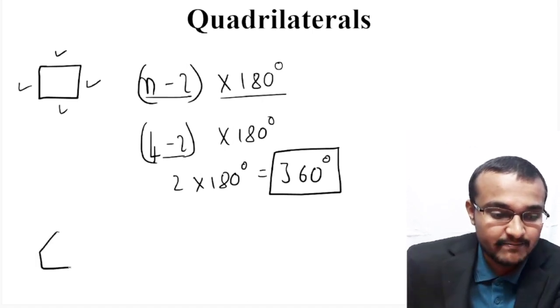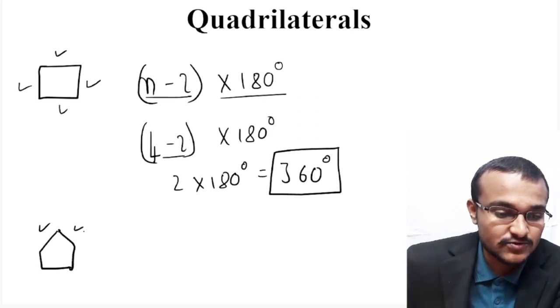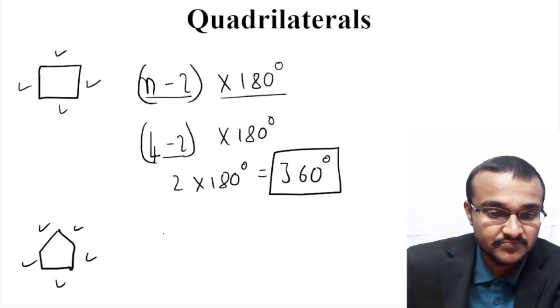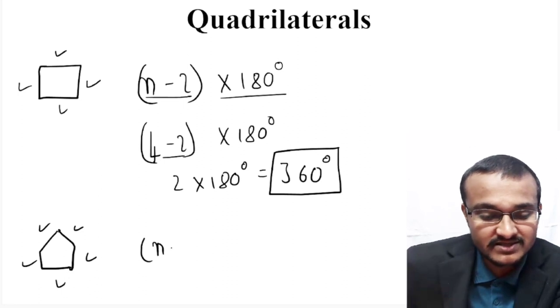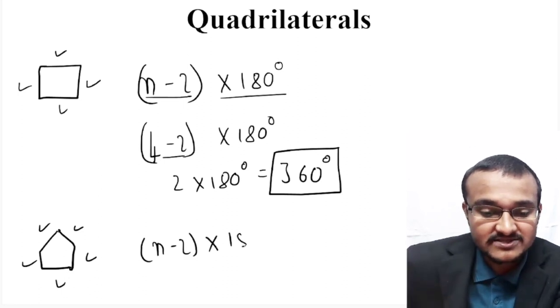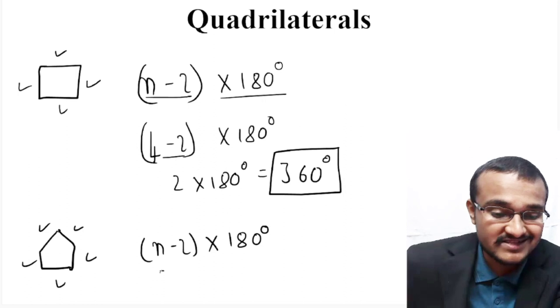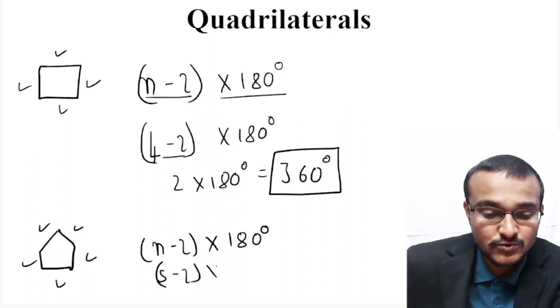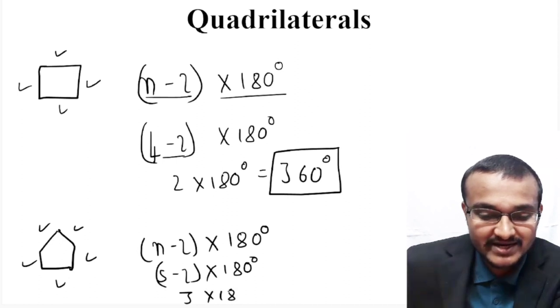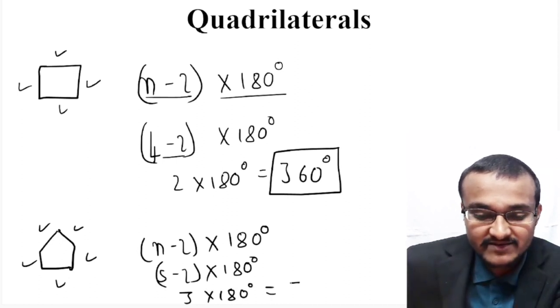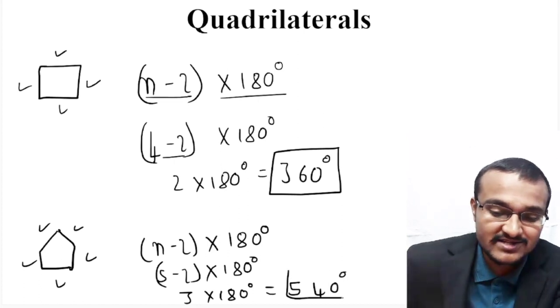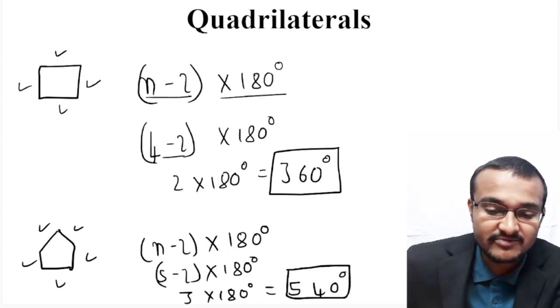Now if I give a pentagon, a pentagon has 5 sides: 1, 2, 3, 4, 5. So you can substitute 5 in place of n in this formula. So (5 minus 2) times 180 degrees. 5 minus 2 is 3, so 3 times 180 degrees will be 540 degrees. So the sum of interior angles of a pentagon will be 540 degrees.